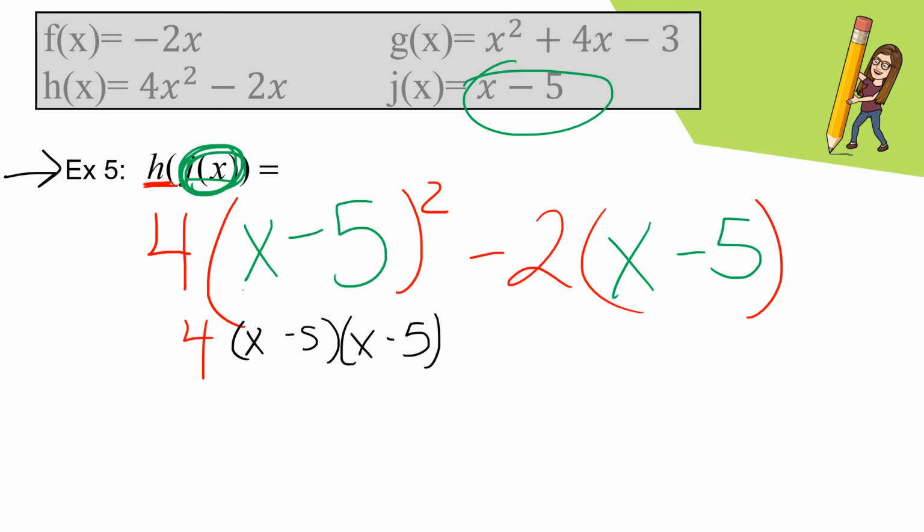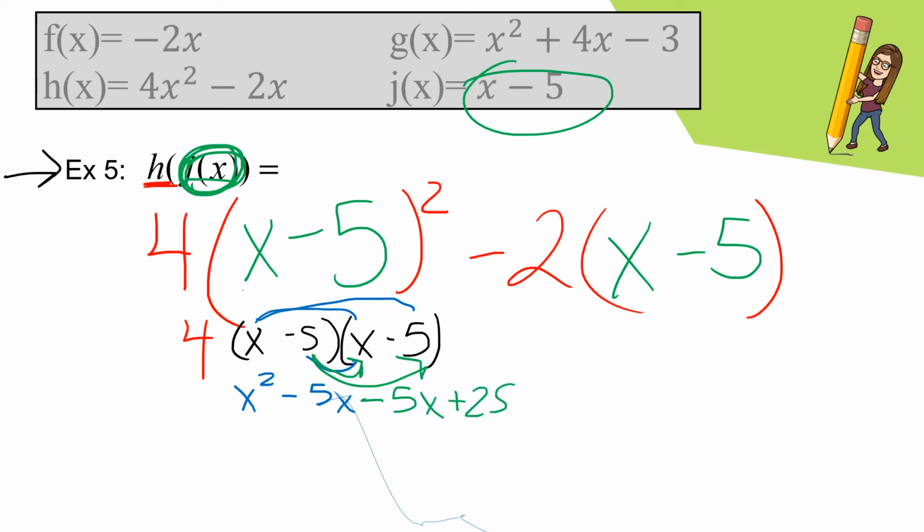I'm going to choose double distribution, meaning I'm going to distribute that x twice to get x squared minus 5x. And then I'm going to distribute the negative 5. I'm going to use a different color here. The negative 5 to both of them. That gets me another negative 5x and a positive 25. I can combine like terms inside. There's a negative 10x.